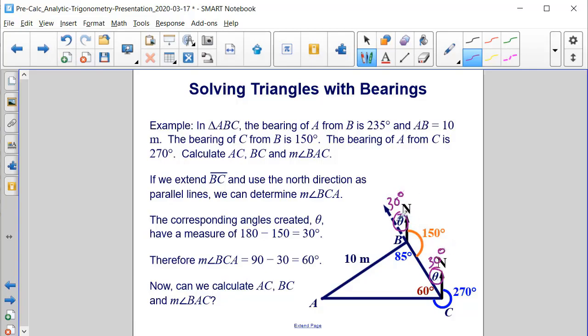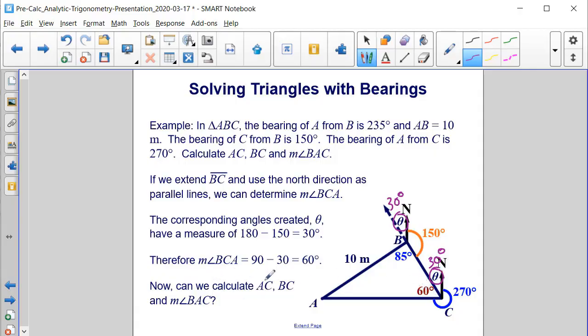You could have looked at the fact that these two are corresponding angles, or you could have also noticed that 150 degrees and 30 degrees are same side interior angles, which are supplementary, and subtracted 150 from 180 in that manner. Therefore, the measurement of angle BCA will have to be 60 because we know this is 270. So the sum of these two smaller angles would have to be 90 to get us up to 360. And we already know this is 30. So if I take 90 and subtract 30, I get 60.